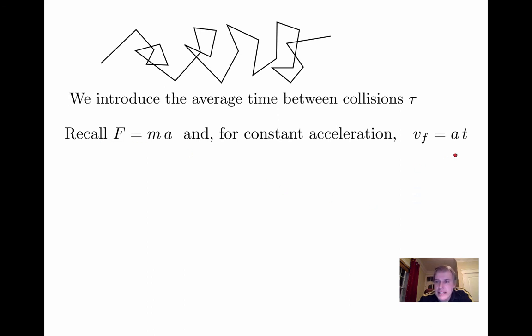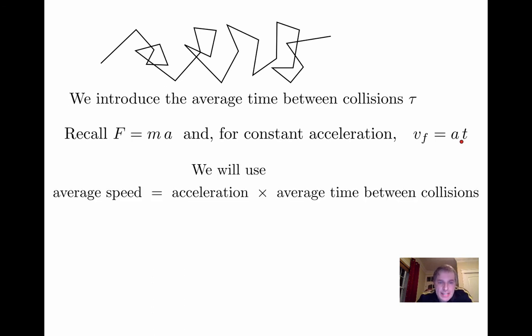Vf equals at is valid only if you start with no initial speed. Vi was 0. Okay, in our case, we're going to use the following equation, which is not obvious at first. If you're a bit uncertain about how to derive that, don't worry too much about it. There is a way to prove that in a more convincing way, but it requires some calculus. So here, just take my word for it.